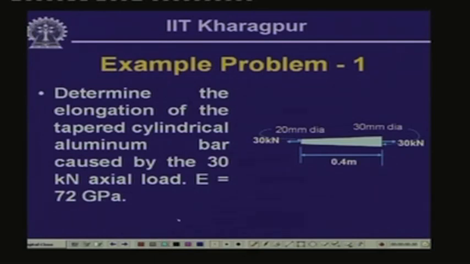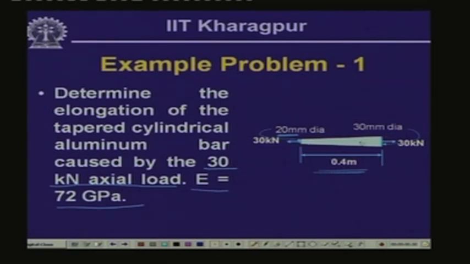The problem which was posed to you last time is: determine the elongation of the tapered cylindrical aluminum bar caused by a 30 kilonewton axial load, and the value of E is given here. In this problem, the diameter of the bar at this place is 20 millimeter and the diameter at this end is 30 millimeter, and over the length of 400 millimeter it is varying gradually.